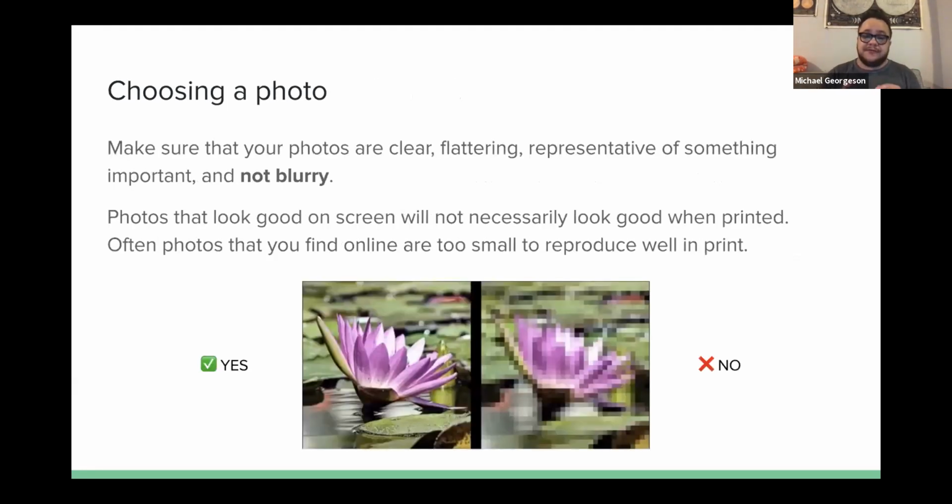You want to make sure that your photos are clear, flattering, that they represent something, that they're saying something besides "this is what I look like," and they're not blurry. When we take photos from the internet, a lot of the time they're too small of a file size to reproduce in print. So you need to make sure that even when it's printed out, it looks good and clear.